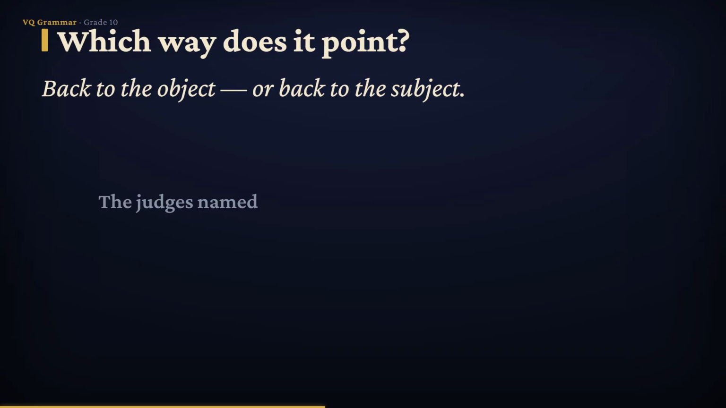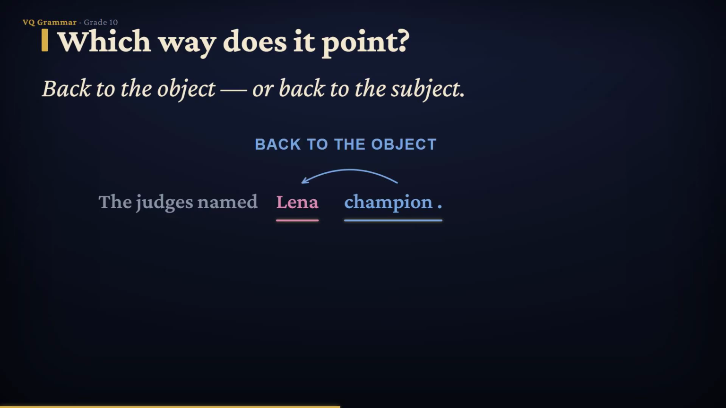Look at the first one. The judges named Lena champion. Named is an action verb, so Lena is the direct object, and champion reaches back and lands on Lena. It points back to the object, and that is what an object complement always does. It follows an action verb and the direct object.